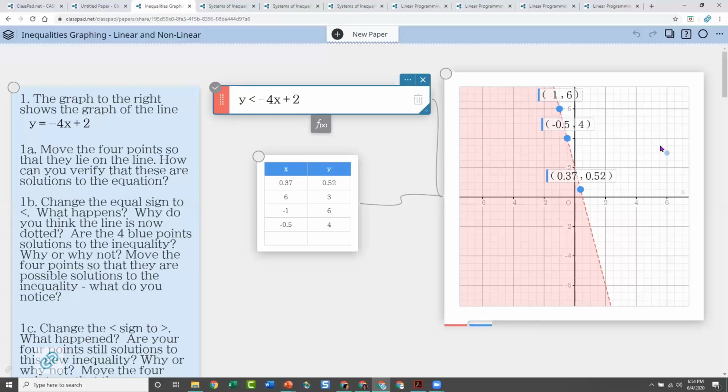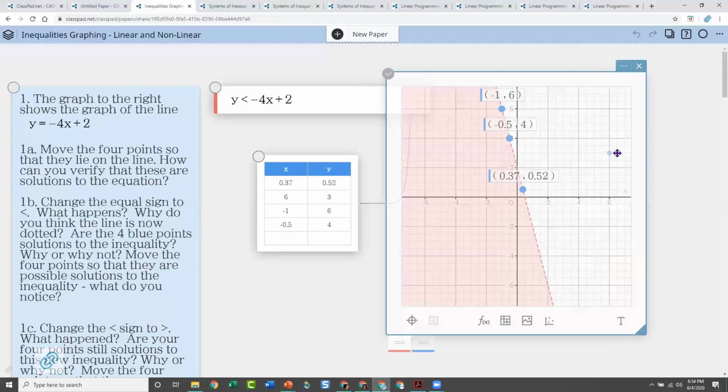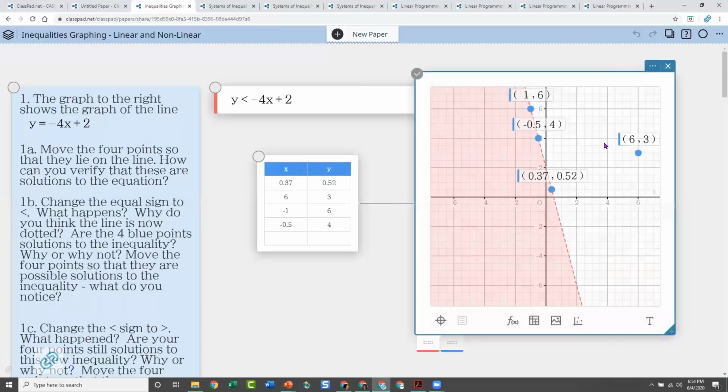So they explore and they move things around and they compare. What does it mean if this point over here is not in the shaded region and this one is in the shaded region? What's the difference? So this whole first activity is getting them to understand just what inequalities are, but it's already done for them. They don't have to do the graphs. All they're doing is changing the symbol. So it's a nice way to help get them started.